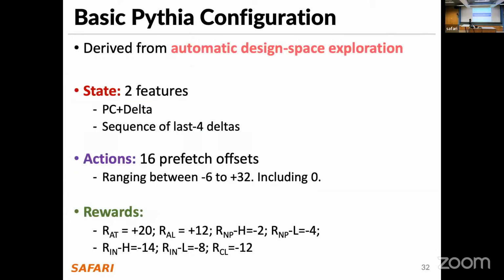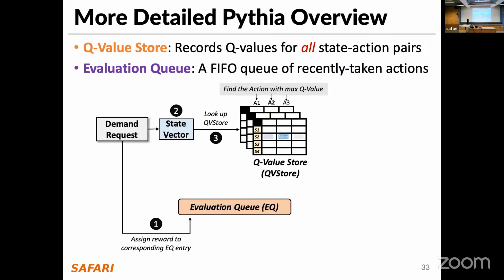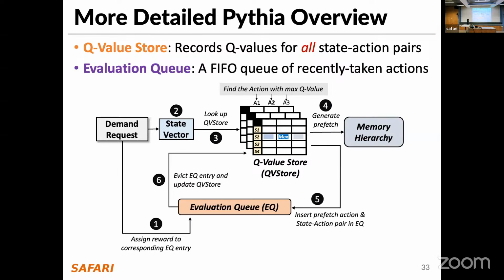Okay. So that's what we are going to see here. I'm probably going to skip through the entirety of the design, the flow chart. If you're interested, definitely check out the paper. We have something called a Q value store, and then an evaluation queue. The Q value store is essentially the storage for the Q values of every state action pair. And then there is a pipeline flow for how we look up this Q value store and how exactly we extract the Q values.